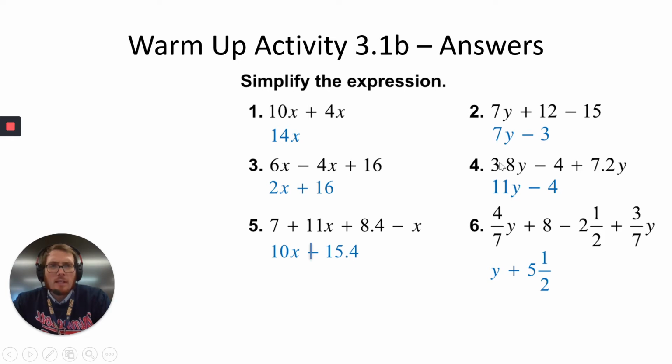This number 4 right here, you have 3.8y, minus 4 doesn't have anything else to go with it, plus 7.2y. So 3.8 and 7.2 together make 11y. If there's any issues on these 6 questions, make sure you ask about them. We're going to go through a few more questions like this today. But if you're really stuck and not seeing how it works, we could come up with some visual representations and some other options to make it more successful for you.